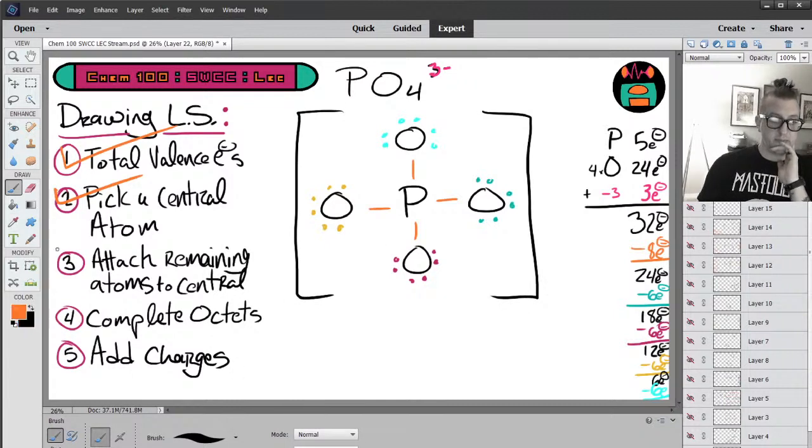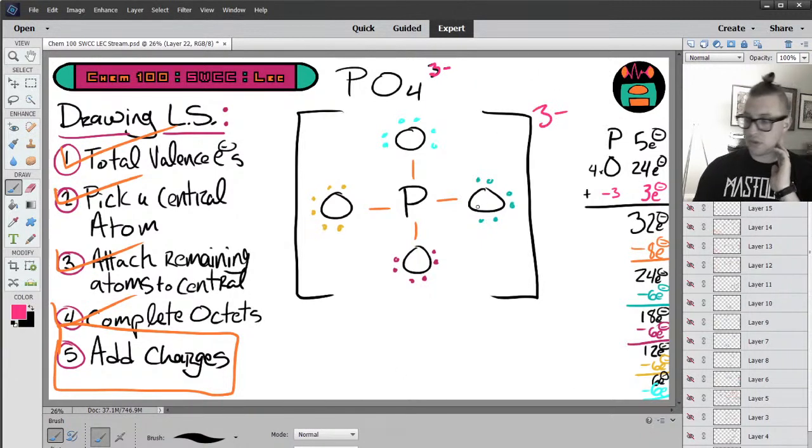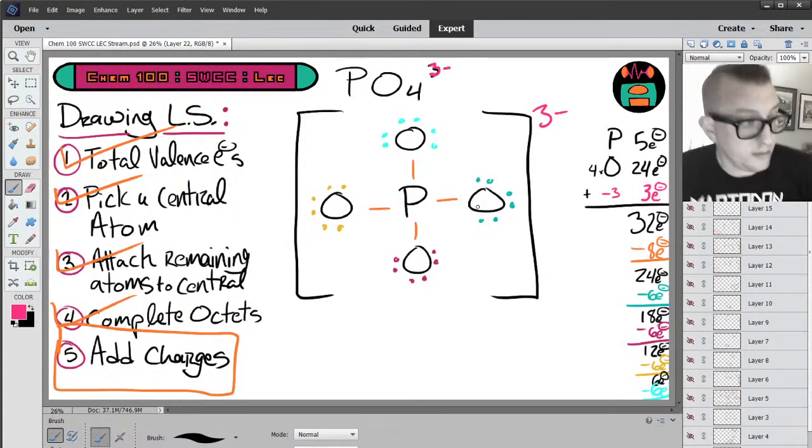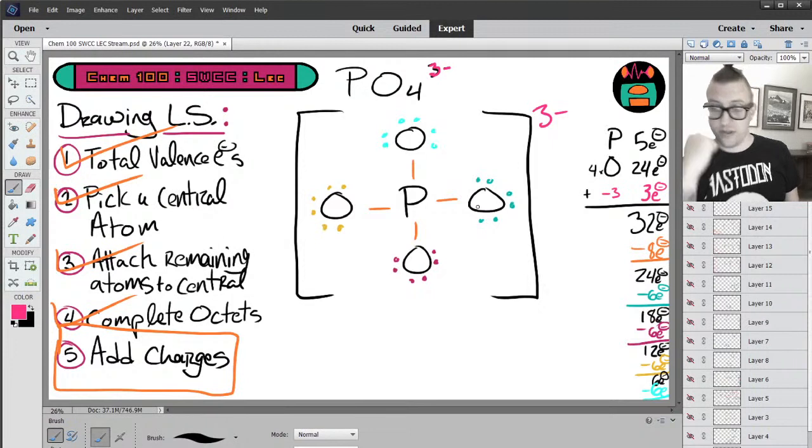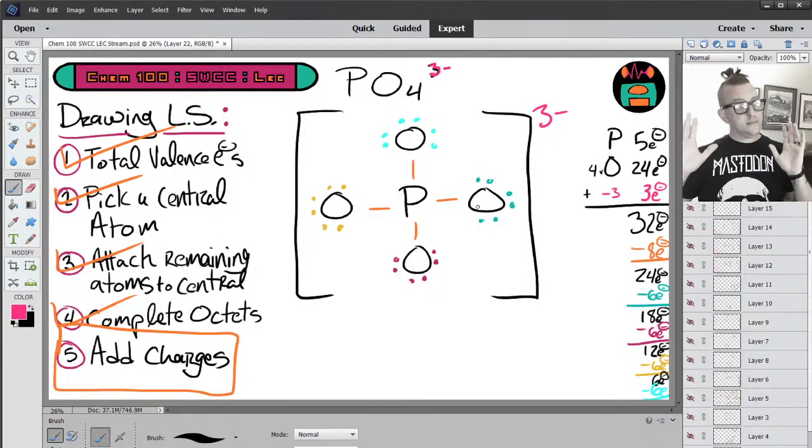Our final step, so we've got these two, and this only applies to ions, which phosphate is. We have to add our charge, and our charge will always be superscripted outside the right bracket. So that has a charge of -3. And that is the Lewis structure for phosphate.